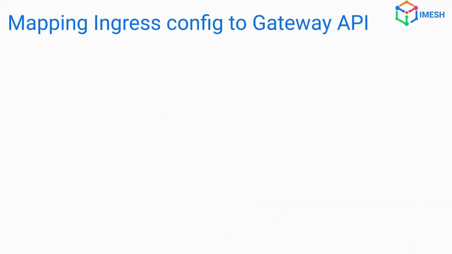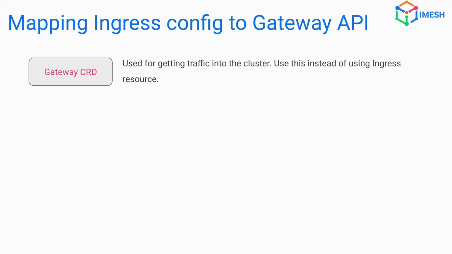So I said that we'll be mapping some of the Ingress config to Gateway API. We need to understand a few things, at least the ones that we'll be covering in this demo. First is the Gateway CRD itself. In Gateway API, we have the Gateway CRD. It is used to get the traffic into the cluster, and this will be used instead of Ingress. In the Ingress resource, we probably already have an Ingress controller running in a specific namespace. Say, for example, if you're using Nginx, the Nginx controller would be running inside the ingress-nginx namespace or wherever you have installed it, right?